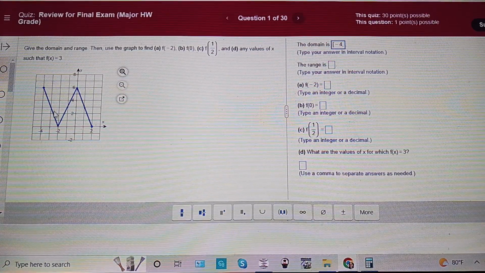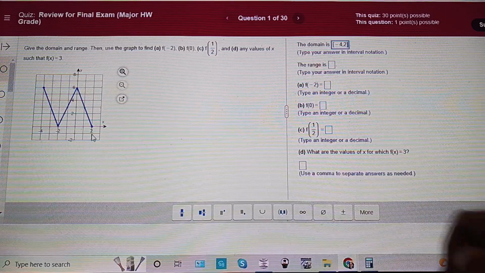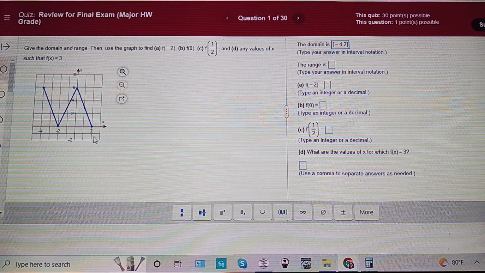And the farthest to the right is when you get down here at this dot, which is right at x equals 2. And you do have closed circles there, so that's why both of these are brackets. Sometimes they put open circles on either one or both of those, then you'd have parentheses for any of those.